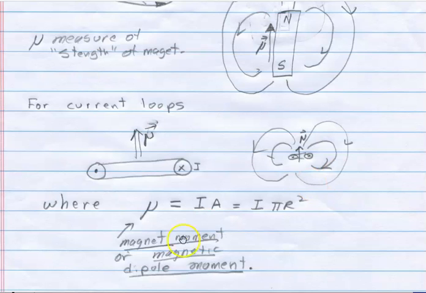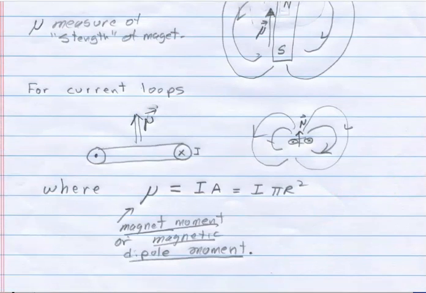With the direction as I've defined, and also this magnitude, that totally defines a magnetic moment vector. It's often referred to as just the magnetic moment, or if you want to be technically correct, it's really the magnetic dipole moment.